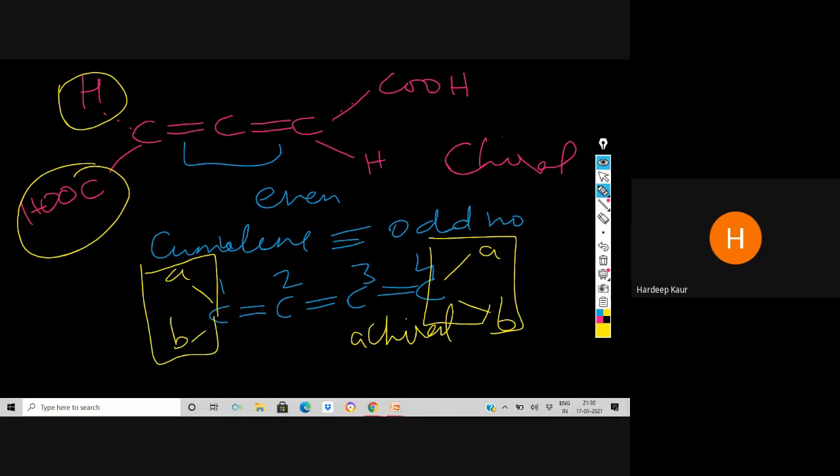Okay, so one more thing, please write down. If the substituents on each carbon are different, then only the cumulene with an odd number of double bonds will exhibit isomerism, right?